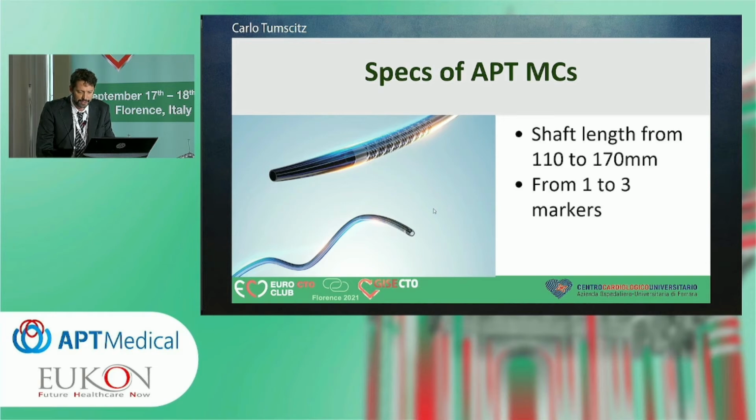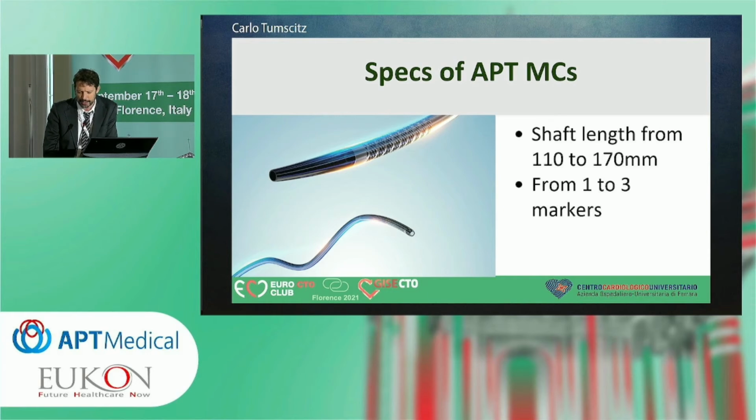I think we can recognize a similarity to other microcatheters in the market. What's the difference? There are other differences related to the shaft length, because these microcatheters are available from 110 to 170 millimeters. So my question would be, why use a different length? There are cases where we know we have to do a very long path, for example for distal epicardial collaterals or septals, where the 170 could be easier to use.